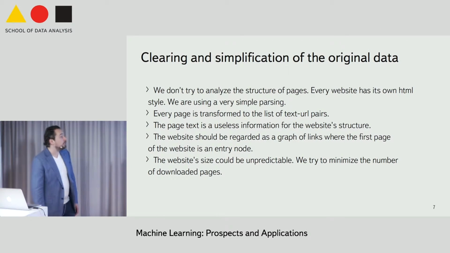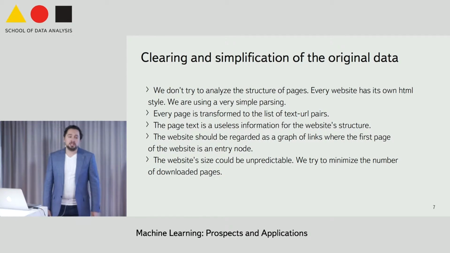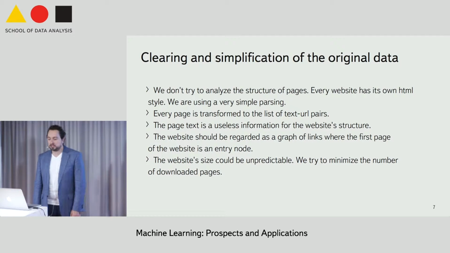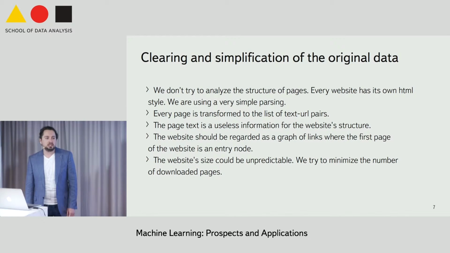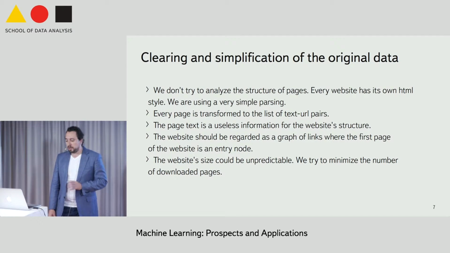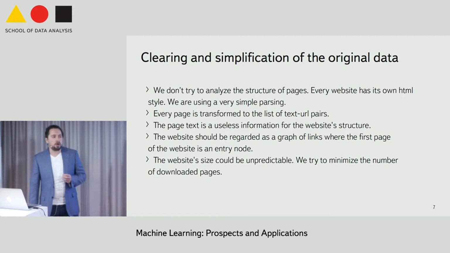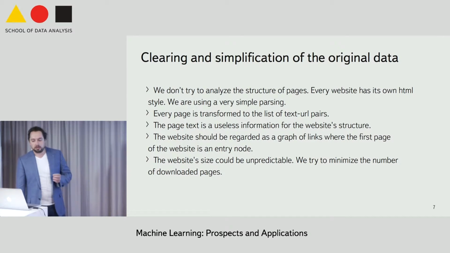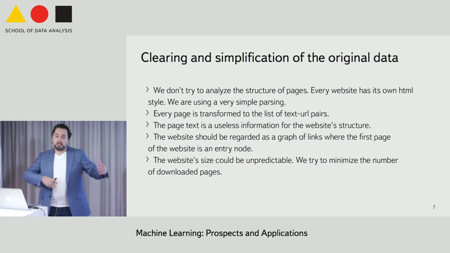First of all, we need to clean and simplify the original data. We don't try to analyze the HTML and CSS structure of pages, because every webmaster tries to do the same thing in different ways. And we can use very simple parsing for this task. We need to get only a list of pairs: text of URL and URL, and we transform all these URLs from relative type to absolute type. And we should remember the fact that some webmasters can change the base for relative URLs. If we take an ordinary page, we transform it into a list of pairs: name of URL and URL.